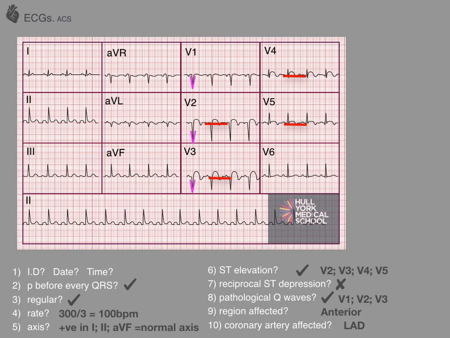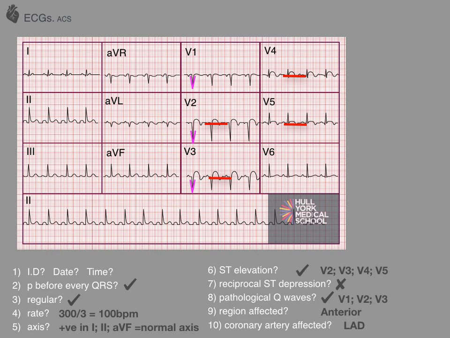If we move on to looking at the axis of the ECG, the waveforms are predominantly positive in leads 1, AVF and lead 2, so this is a normal axis ECG. We then move on to looking for any ST elevation, and hopefully you can appreciate that there is ST elevation above the baseline of greater than 2 millimeters in leads V2, V3, V4 and V5.